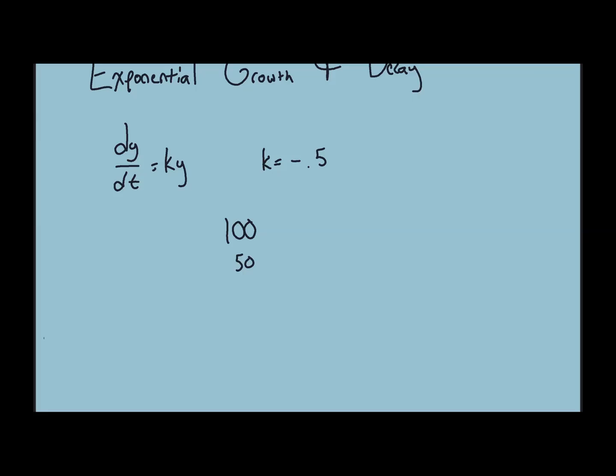Are you getting it yet? Now if I take 50 and put it in, and multiply by negative 0.5, what do I get? Negative 25. If I take 25 off of 50, it becomes 25. And you can see what it's going to do here. It's not going to become negative. It's going to keep cutting in half. So exponential decay looks like this. It's changing by less each time, but it is always shrinking.